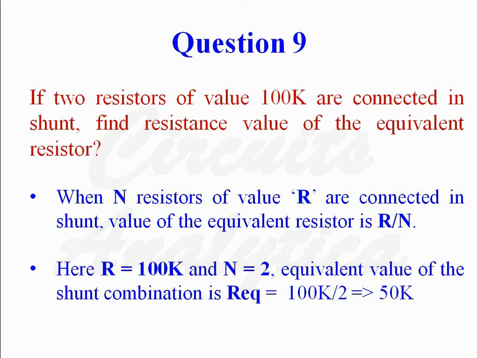Therefore, the equivalent value of the shunt combination is R equivalent is equal to 100K by 2, that is equal to 50K. Suppose if 10 resistors of value 100K are connected in shunt, then the equivalent value is R equivalent is equal to 100K divided by 10, that is equal to 10K.